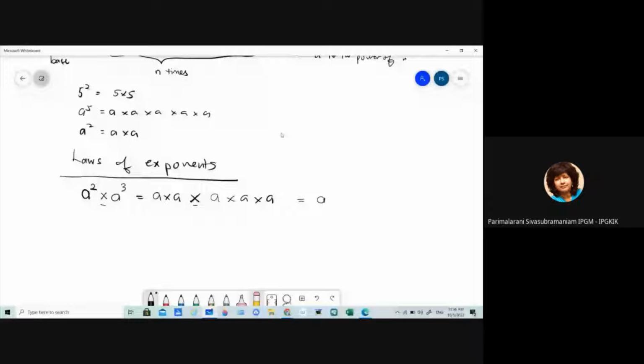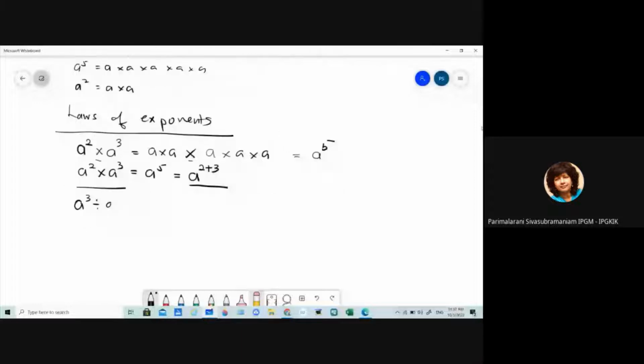So we know that a to the power of 2 times a to the power of 3 is a to the power of 5. How do we get this 5? It's the power of 2 plus 3. This is how we develop the laws of exponent.